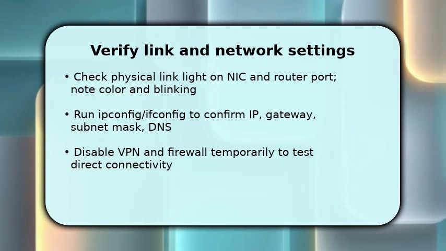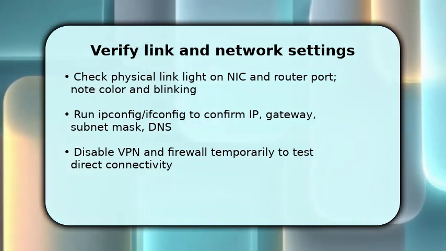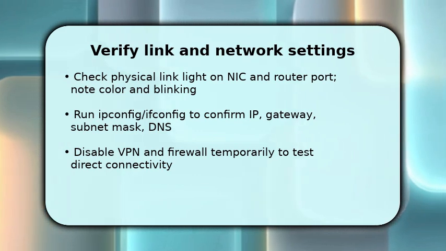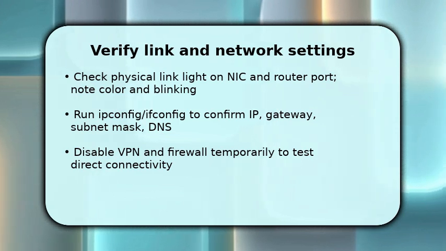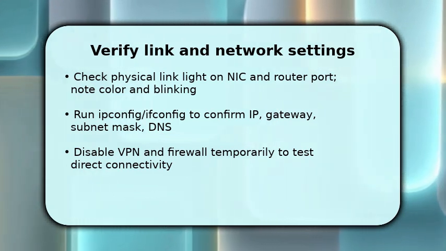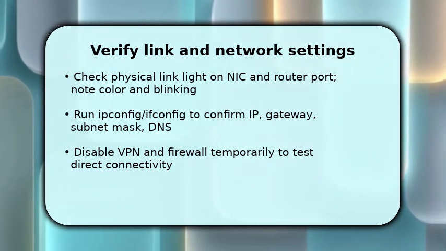Next, confirm the link. Look for the NIC light and router port indicator. A steady green usually means physical connection, while amber can indicate speed mismatch. Then run ipconfig or ifconfig to read your IP, subnet, gateway, and DNS. Make sure the gateway is on the same subnet.